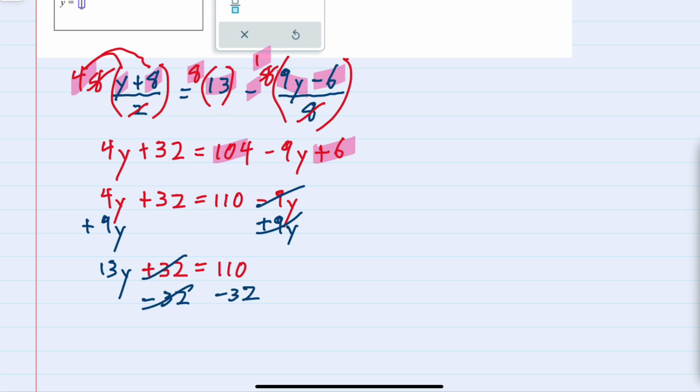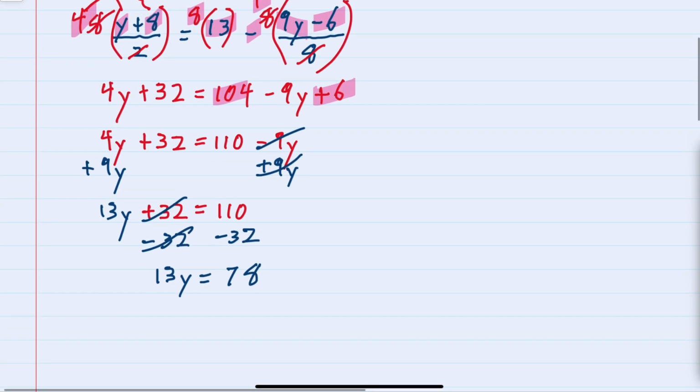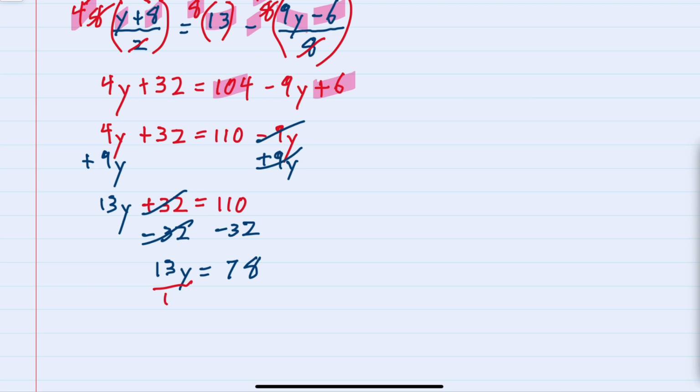Canceling on the left, I now have 13y equals, on the right-hand side, 110 minus 32, which is 78. Then continuing to solve for y, I would just need to divide both sides by 13, giving me y on the left equals 78 divided by 13 is 6. So we have solved for y and simplified as much as possible.